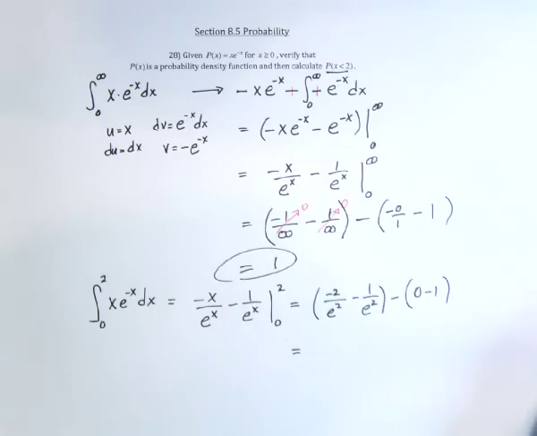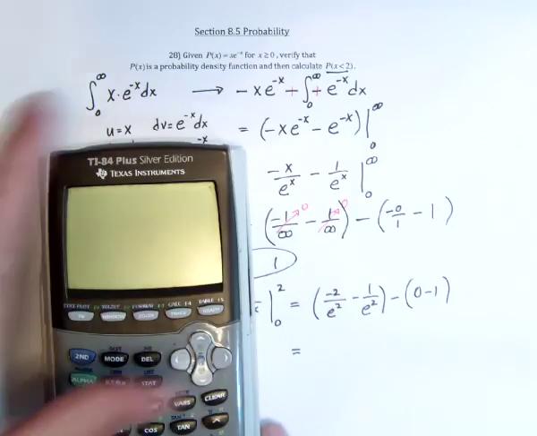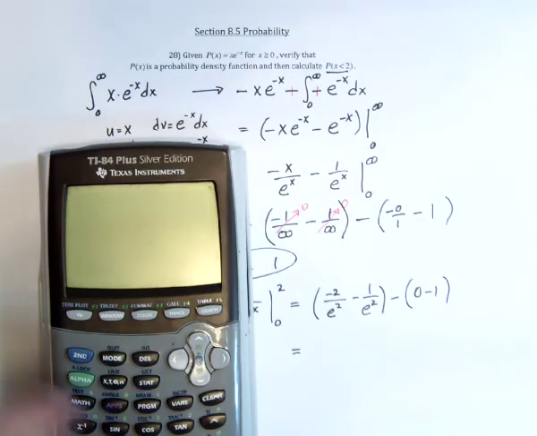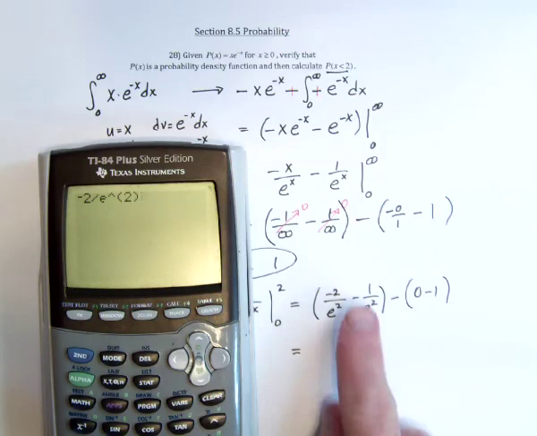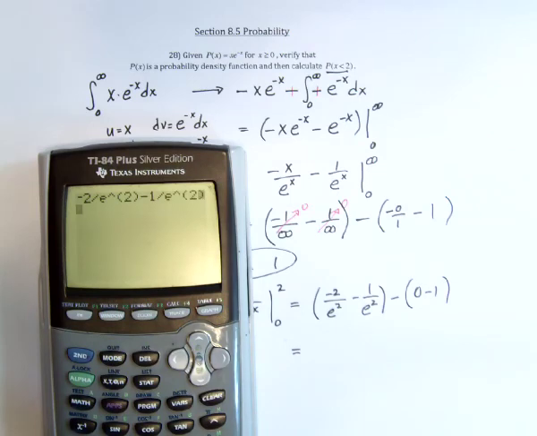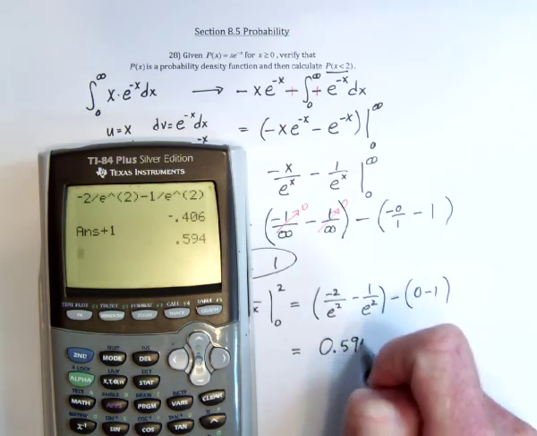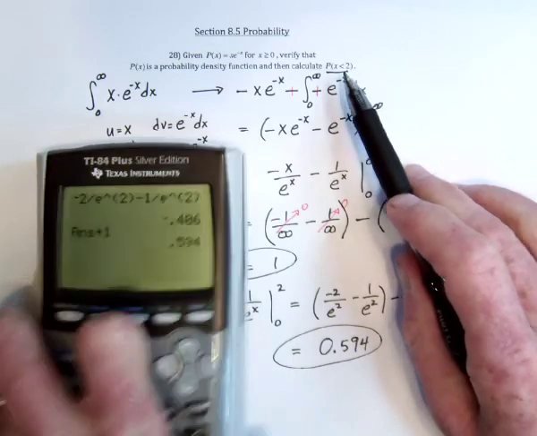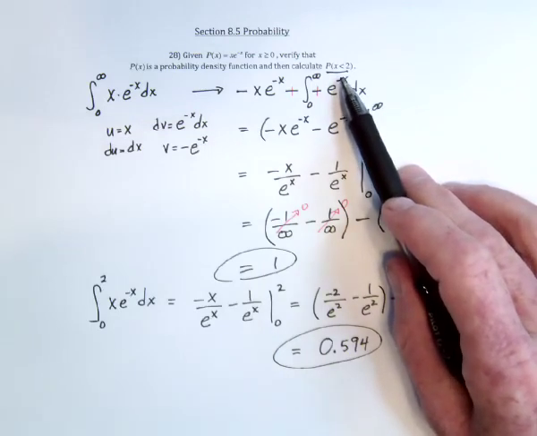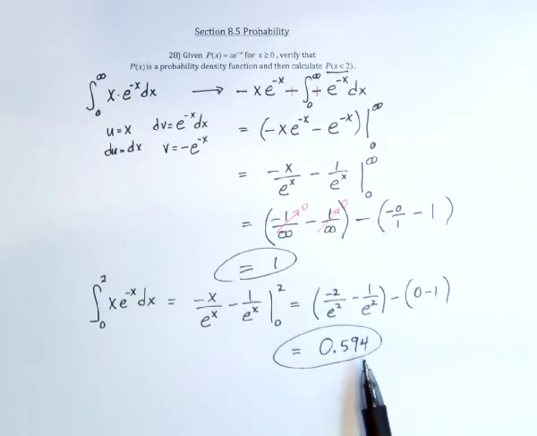And so this is going to be how much? So we've got negative 2 divided by e to the 2, and then subtract from that 1 divided by e to the 2. And then this becomes a positive 1, so add to that a positive 1. So it turns out to be a probability of 0.594, or in other words, whatever this situation is, the chances or the probability that x would be smaller than 4 is 59.4%.